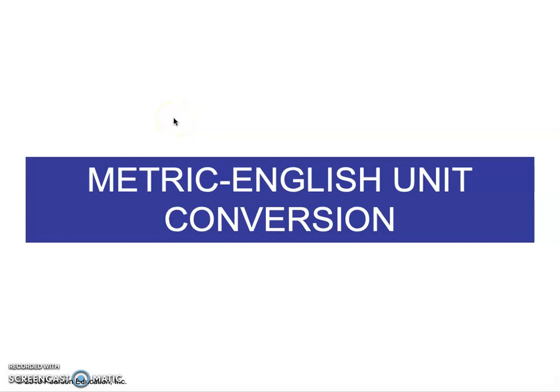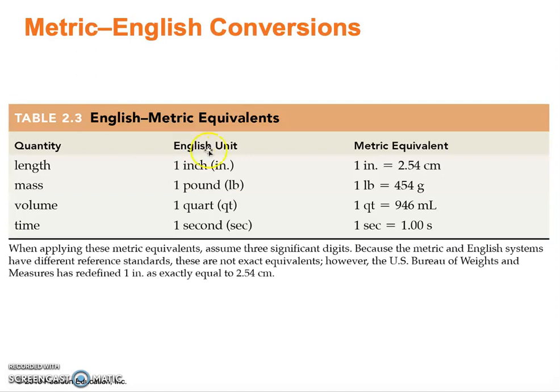Earlier in this class, we learned about the metric unit conversion. Let's look at the metric English conversion this time. So in the metric English conversion, the units of length, mass, volume, and time are inch, pound, quart, and second. Note that second is also the unit used in the metric system.